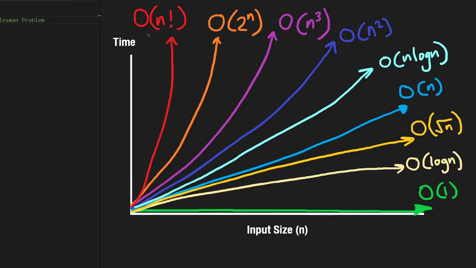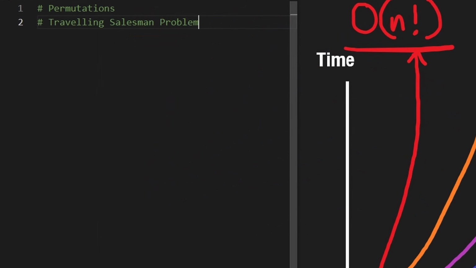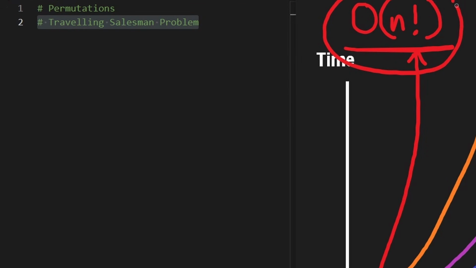Now, n factorial is pretty rare. It mainly comes up for permutations and sometimes in graph problems, for example, the traveling salesman problem. But I think you don't have to focus too much on n factorial. You mainly have to know that it's very inefficient. So if your solution is n factorial, most likely you don't have the optimal solution, but sometimes n factorial is the best you can do.